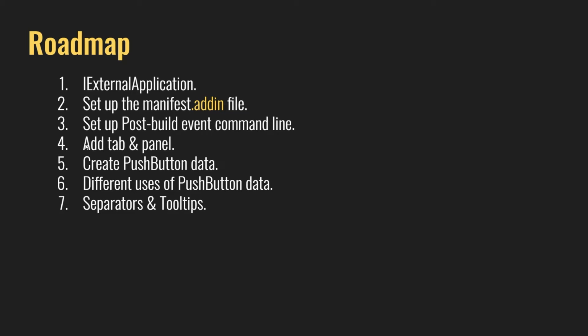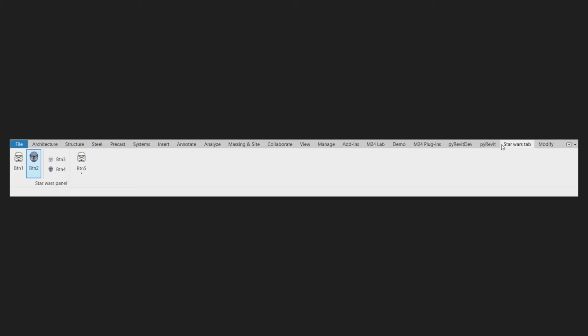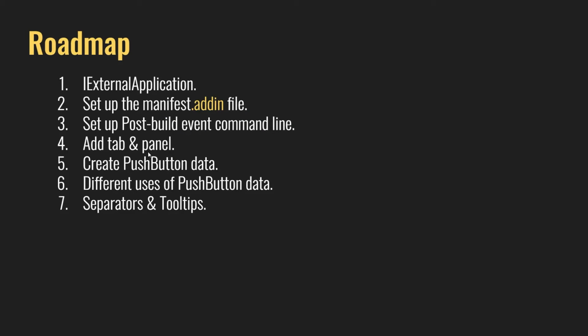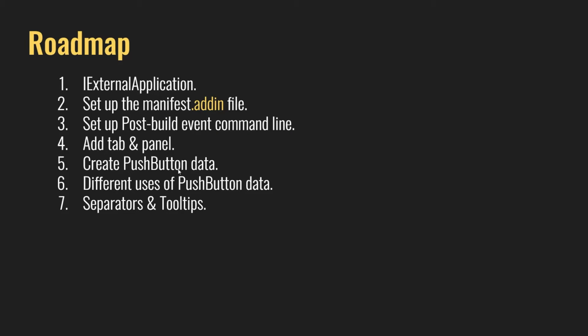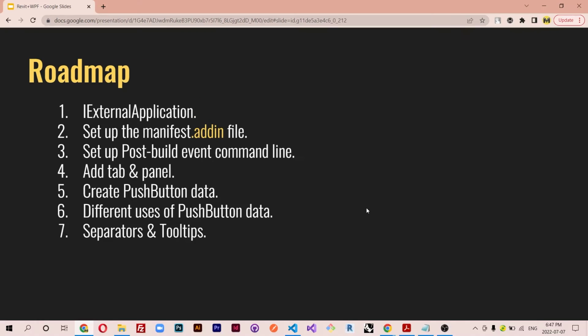And then we're gonna start coding by adding a tab first. So the tab is this one, all right. And then we're gonna add a panel, and then we're gonna create push button data. And then we're gonna see how to use this push button data to create different things for our buttons. And at the end, we're going to take a look at how to create these separators that you can see in here, and also tooltips. So when you hover over your command or your button, you're going to see a tooltip. So we're going to see that at the end. So let's jump into it now.